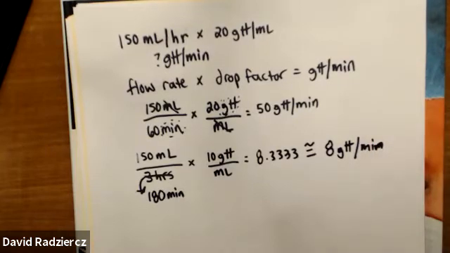You would not do 8.3 drops per minute because again, you can't give a fraction of a drop. You can give a fraction of a milliliter. You can certainly do that, but a drop is literally what it is. It's a drop. So you can't do a decimal drop. It just doesn't work that way. Okay.